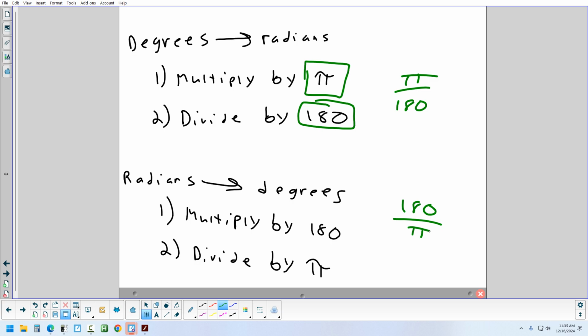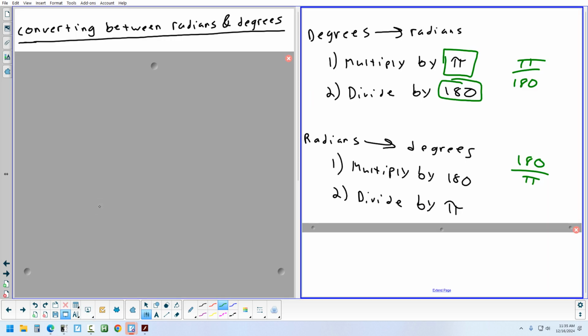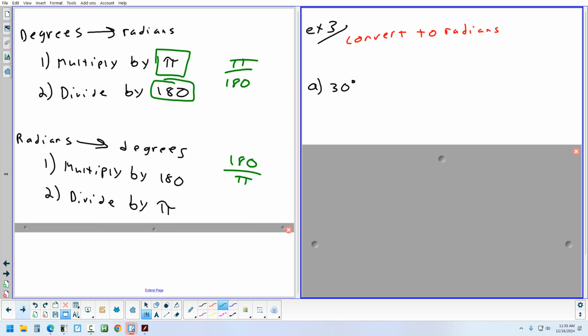So let's try a few and see how we do. All right, so this one says convert to radians. That means it's in what unit now? Degrees. It's in degrees. To convert that, we're going to be multiplying by one of these 2 fractions. So let's make that a fraction first. How can you make 30 degrees a fraction? 30 over 1. Yeah, just put it over 1.